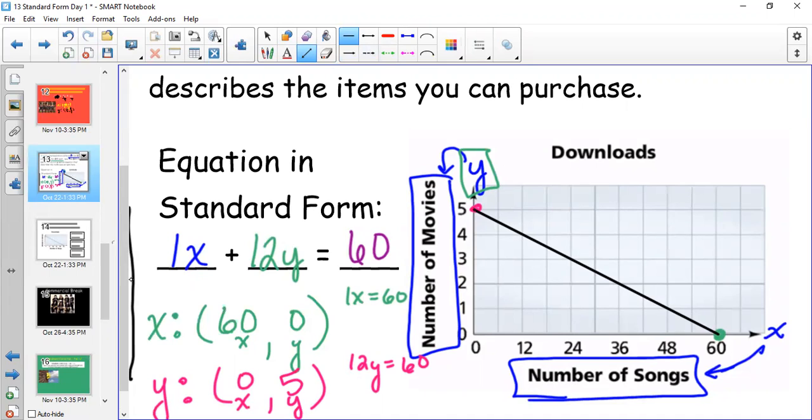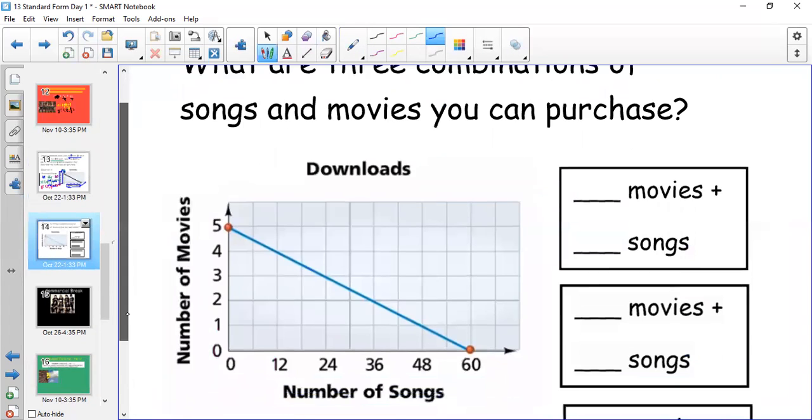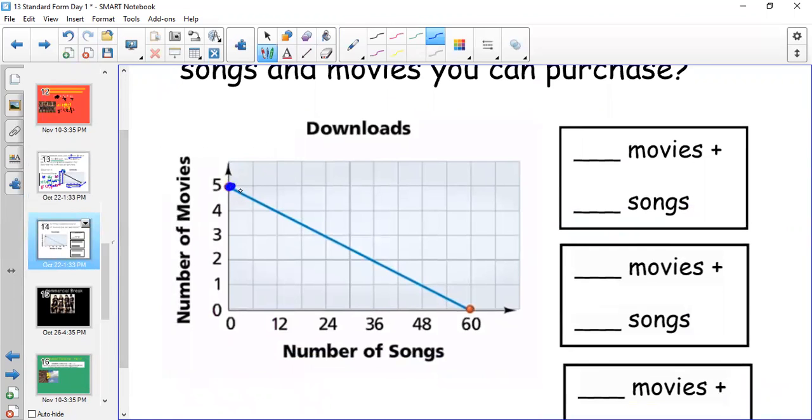Okay, so one answer that we could have right now is that we could buy 60 songs and we could buy no movies. That's one option. Another option is that we could buy no songs and 5 movies. Both of those options would give us exactly $60. But with the graph of this, we could even get some more options. Okay, so here's the graph again. We already had those options we talked about. There are more points on the line.